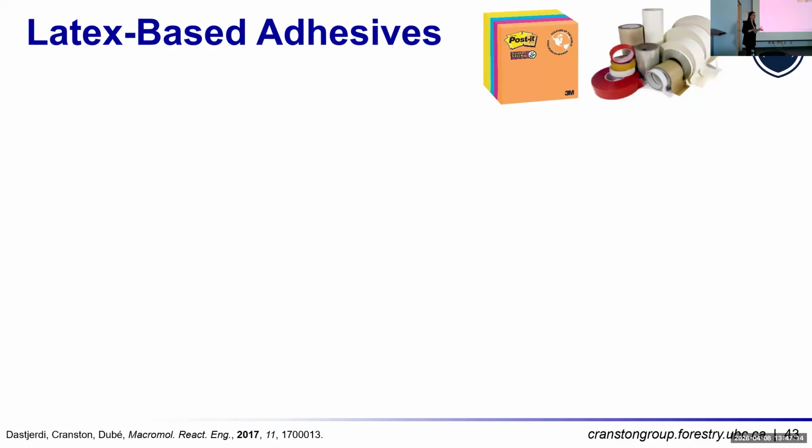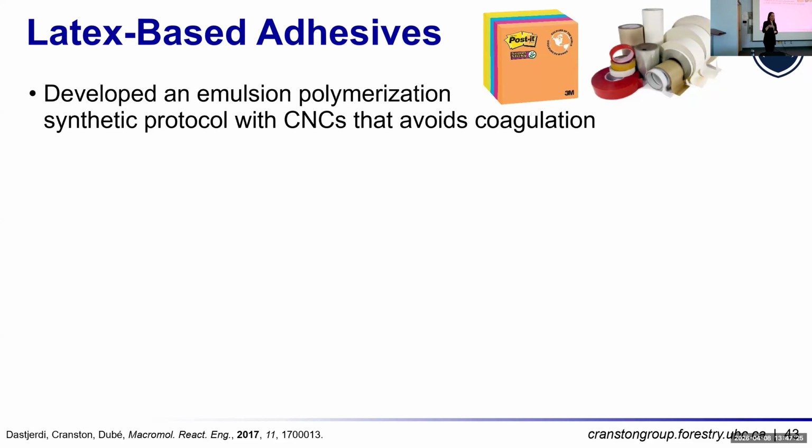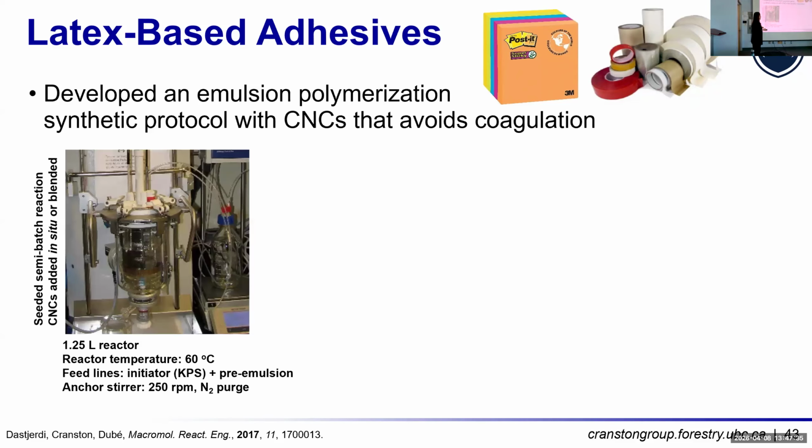So that means we're trying to design an adhesive that is both cohesive, sticks to itself, and adhesive, sticks to the opposing surface. And so the first thing that we did is develop a protocol for making the emulsion polymer latex that has cellulose nanocrystals in it without the polymerization coagulating, because when it does, in this 1 liter reactor, you get a very, very sticky mess and everything sticks together and it is all sticky and horrible and you have to clean it for a day and start again. So the first thing we did was figure out how to make the adhesive without everything sticking together.